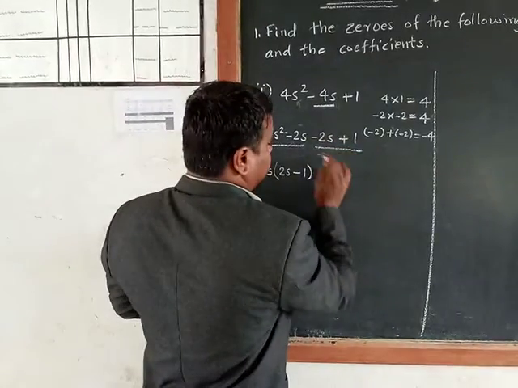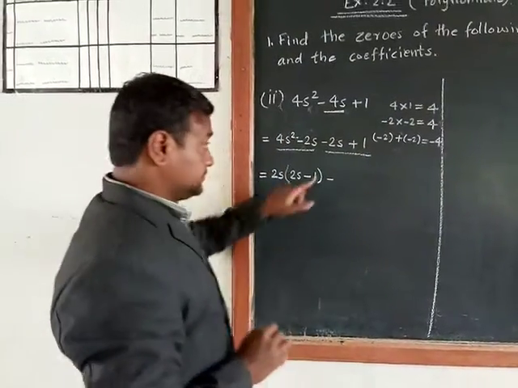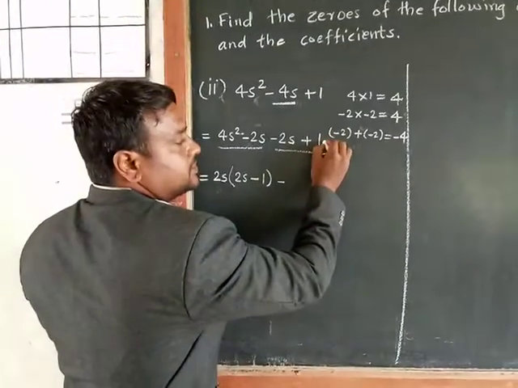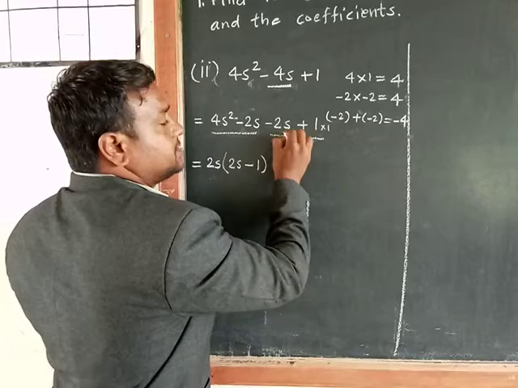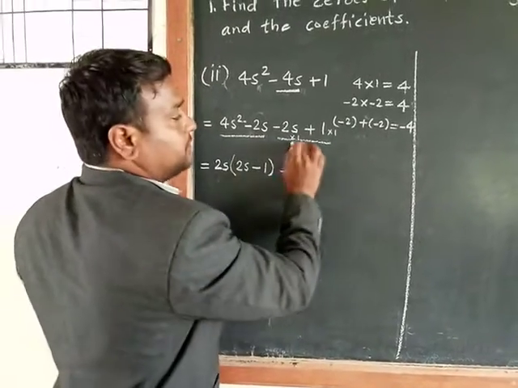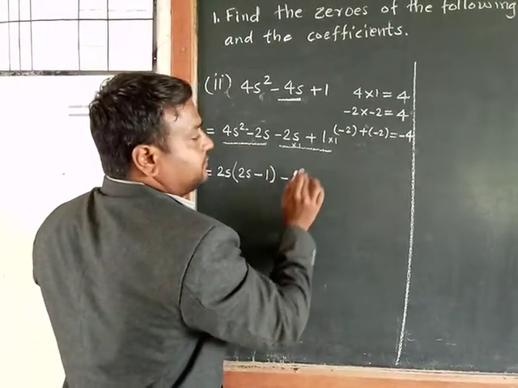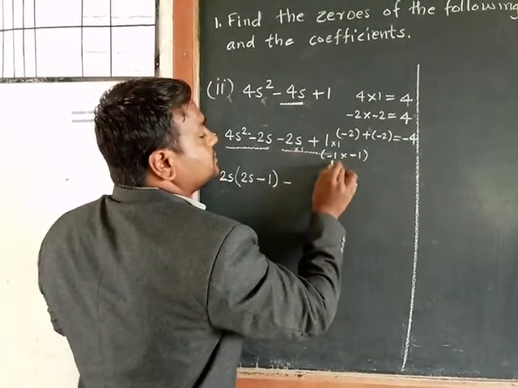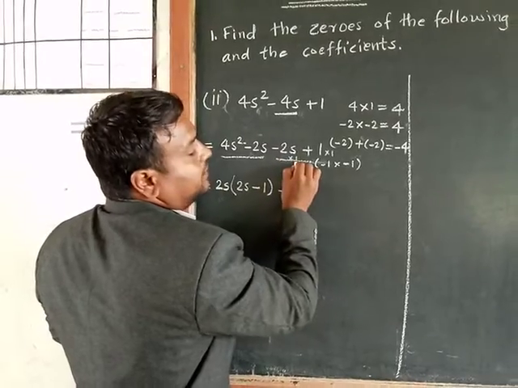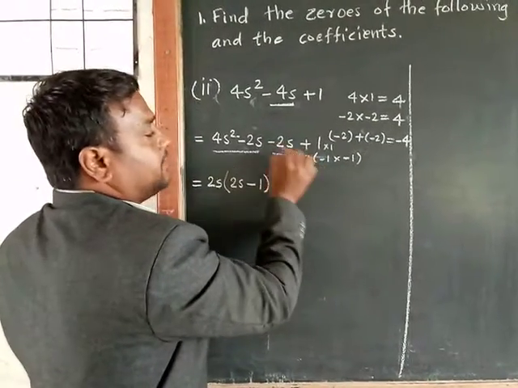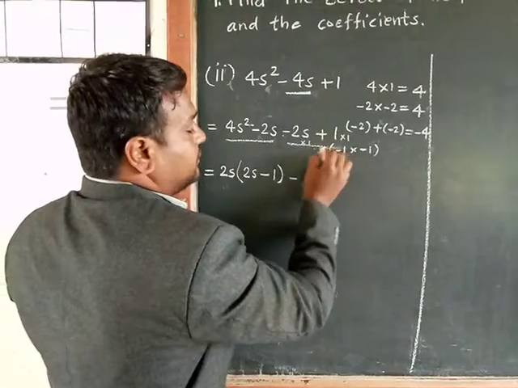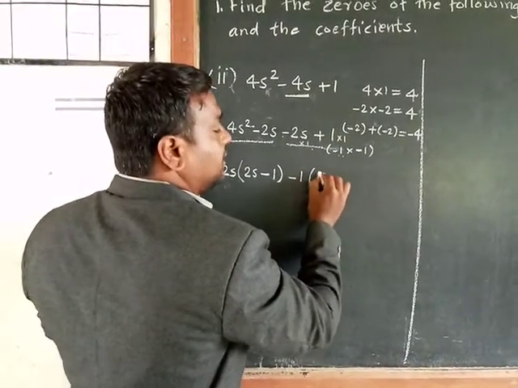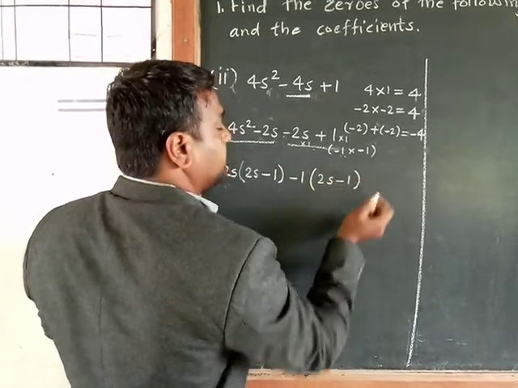Again, in the other two terms we have to take 1 as common, because 1 is the coefficient of this term and the whole term is multiplied by 1. So we are going to take out minus 1, and write minus 1 into minus 1. From this term also we can take out the sign, so minus 1 outside the bracket, and inside we get 2s minus 1.